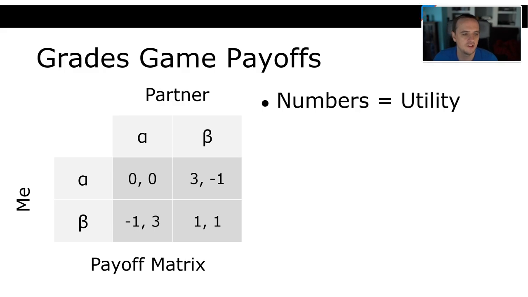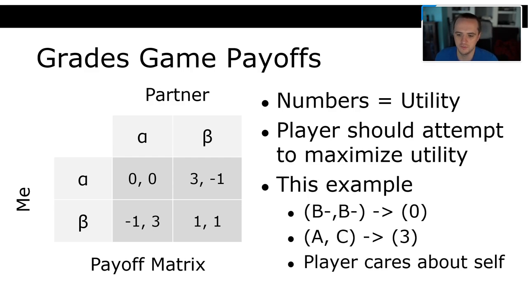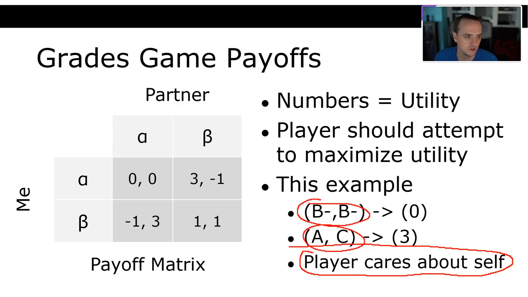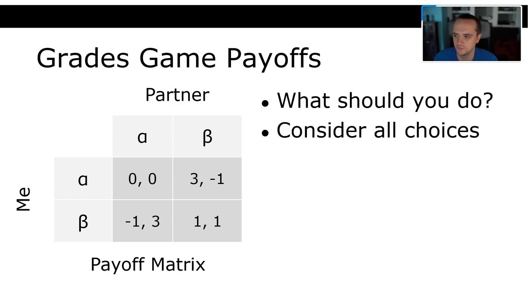So the utility is how much I get out of something. Okay, so it's the numerical value of how much I care about something. So the payoffs in the matrix are my utility. And in game theory, our whole objective is that we are attempting to maximize our utility. So in this example, again, the player cares about the self, right? And so B minus goes to 0, AC goes to 3. So we talked about that already. Okay, so what should you do here, right? Now that we look at it this way, what should I do? How do I make a decision given these values? So let's do this in a game theoretical analysis way and see what we can do.